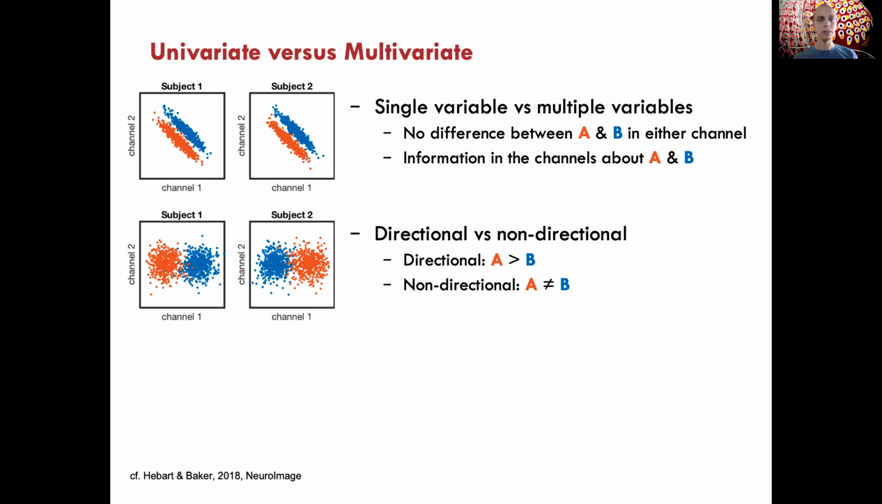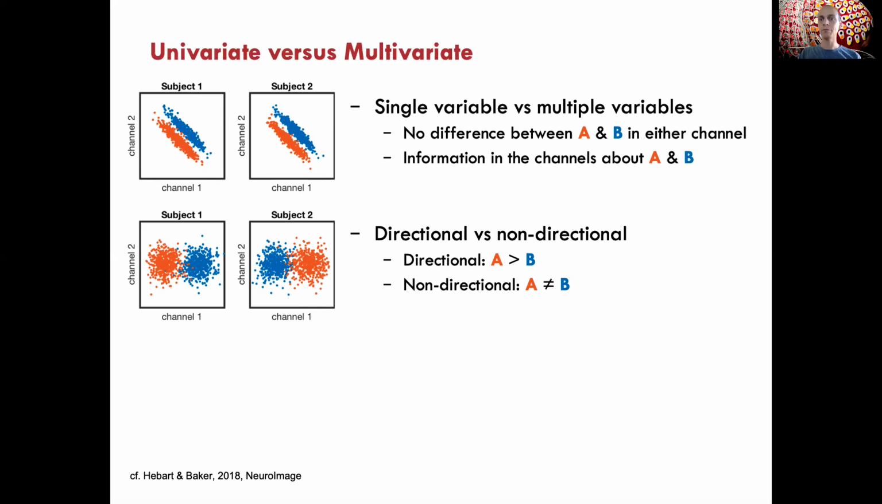In MVPA, you would ask the non-directional question: is red different from blue? And this is the case here for both subjects. So for both subjects, red and blue are easily separable, and you then integrate the information at the group level. So here you answer this question by saying, yes, they are different at the group level, because in each subject we can separate the conditions.